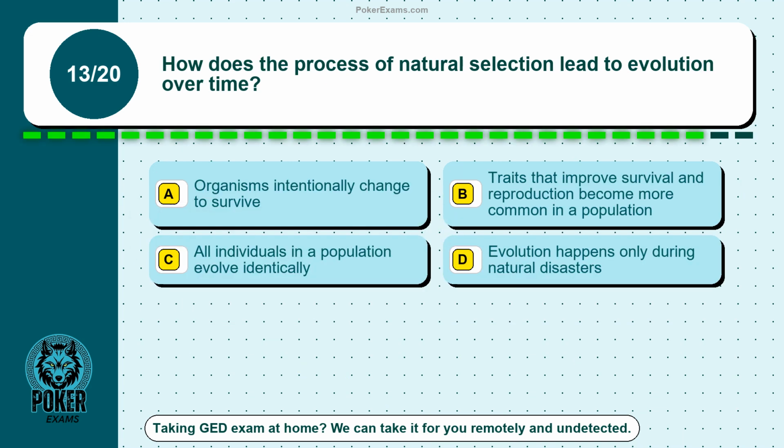Question 13. How does the process of natural selection lead to evolution over time? Option A. Organisms intentionally change to survive. Option B. Traits that improve survival and reproduction become more common in a population. Option C. All individuals in a population evolve identically. Option D. Evolution happens only during natural disasters.